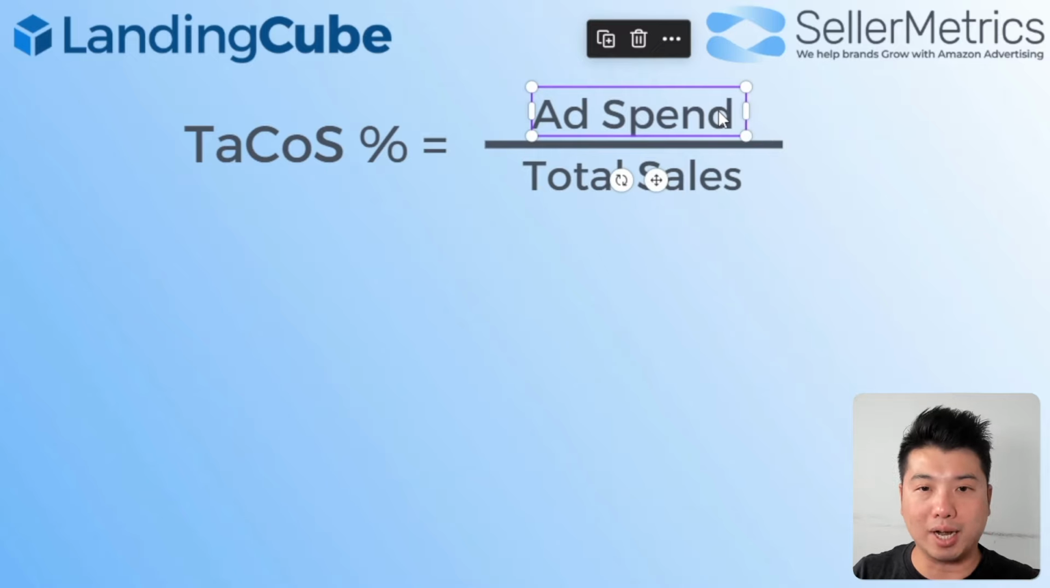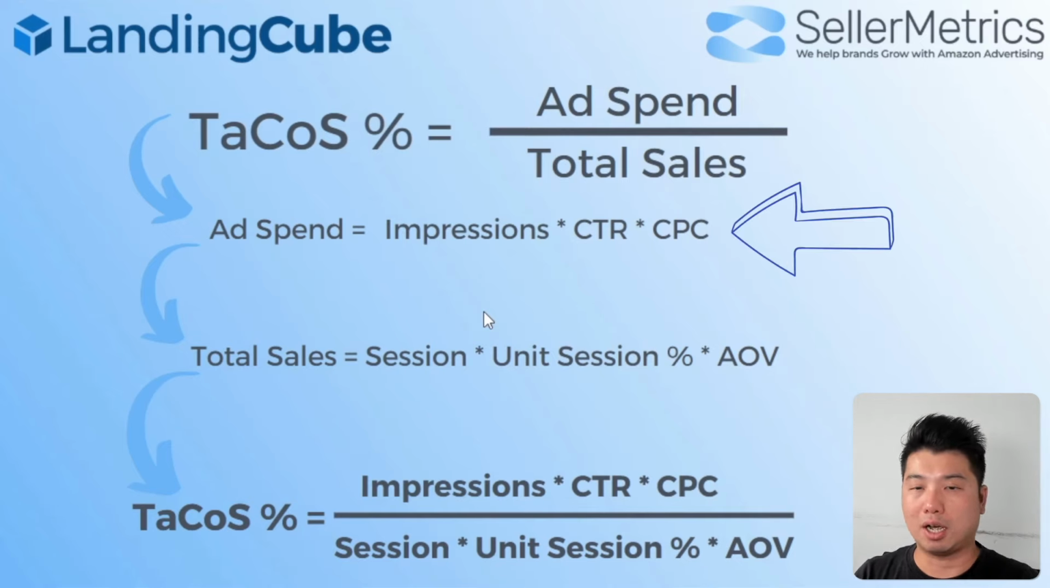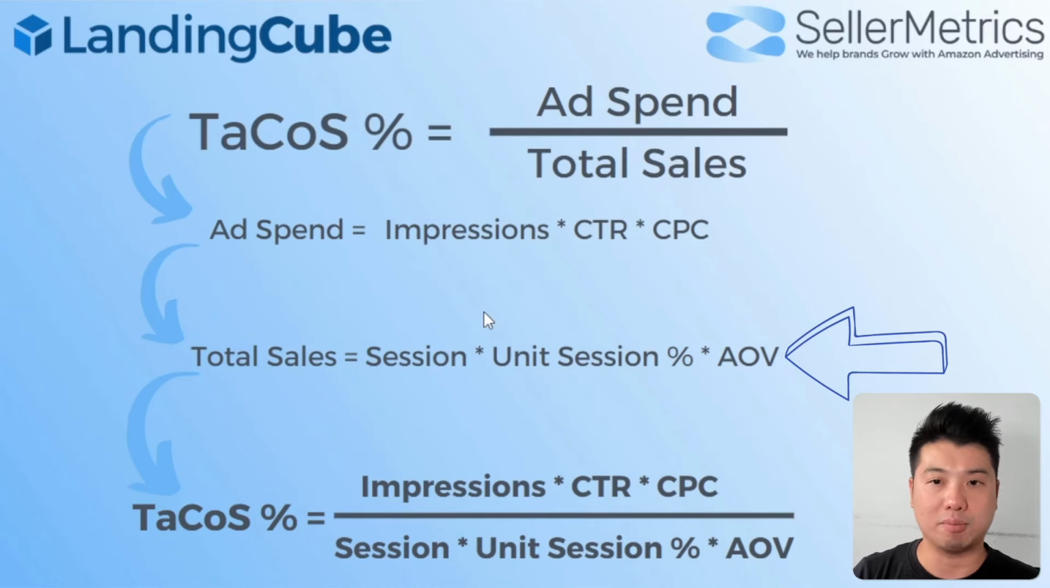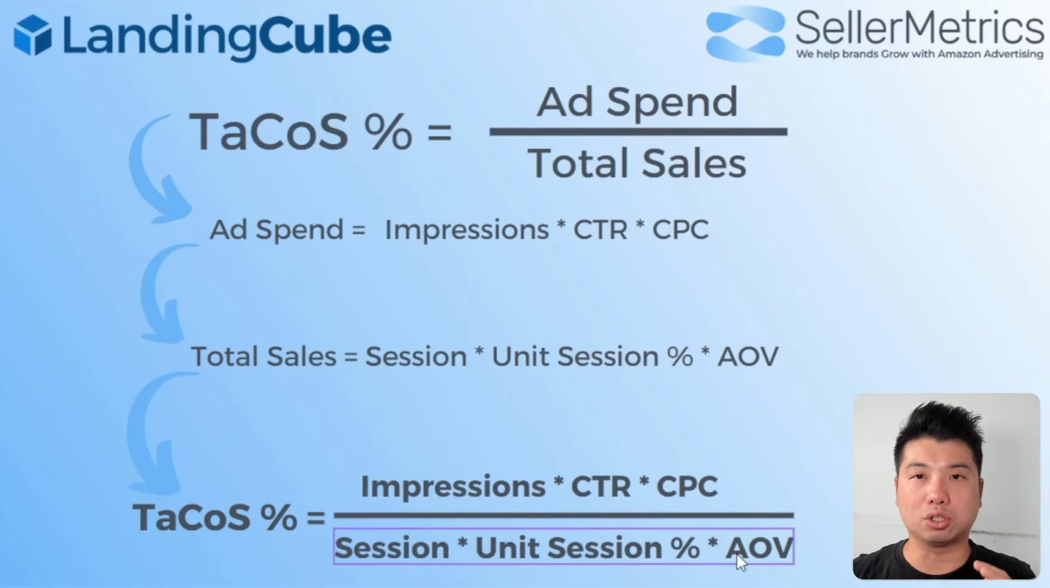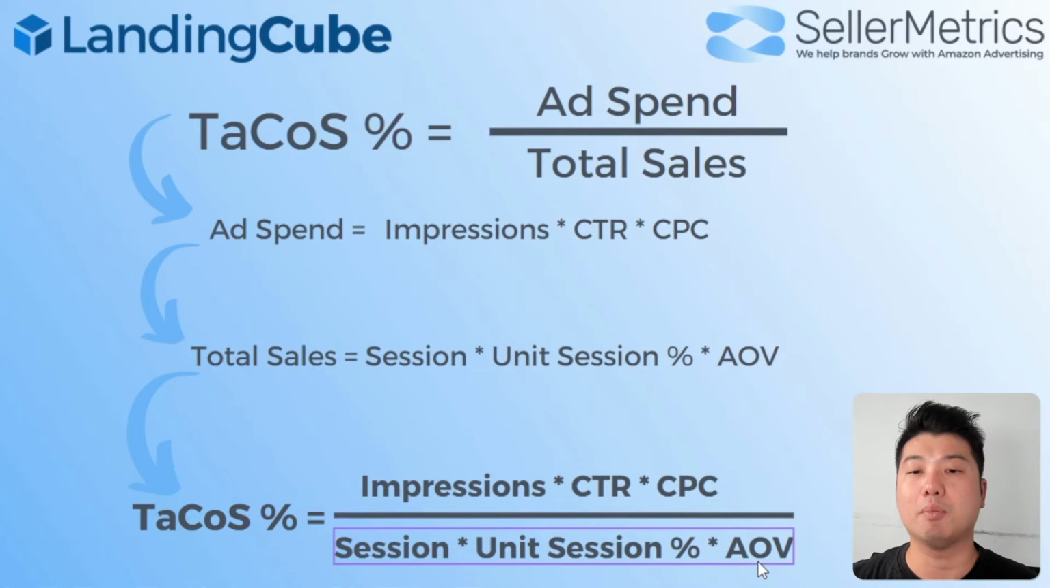If you actually break down the TaCoS equation, it looks like this. Ad spend, as a numerator, is impressions times CTR times cost per click. The denominator, total sales, is sessions times unit session percentage, which would basically be the conversion rate of your Amazon listing, times average order value, AOV. So if you totally break down the TaCoS equation, it looks like this: impressions times CTR times cost per click, divided by sessions times unit session percentage times AOV.